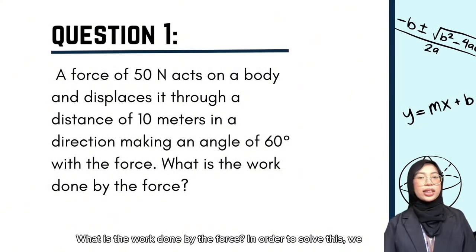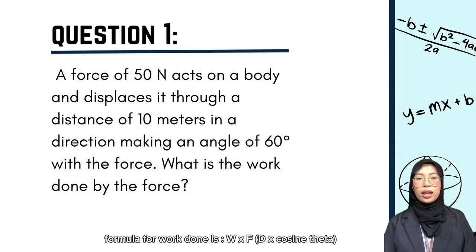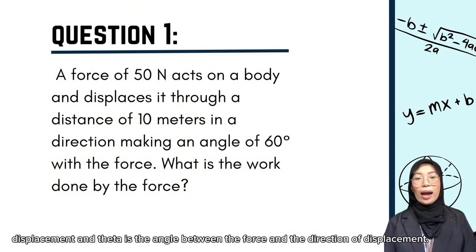In order to solve this, we need to understand how to calculate work done by applying the dot product in the subtopic multiplication of vectors. The formula for work done is W equals F times D times cosine theta, where W is the total work done, F is the applied force, and D is the displacement, while theta is the angle between the force and the direction of displacement.